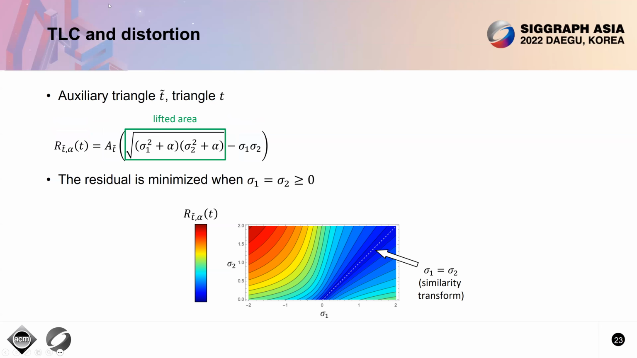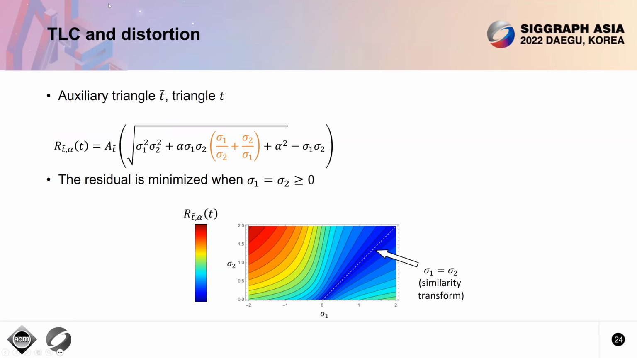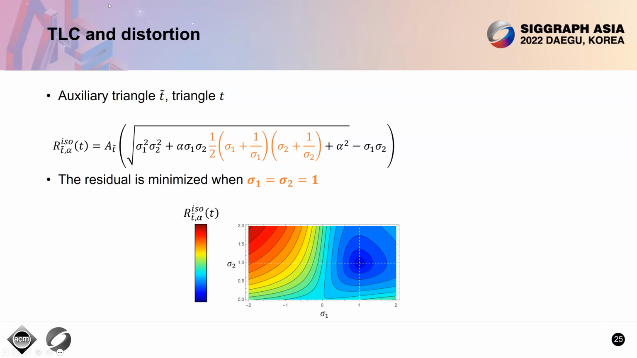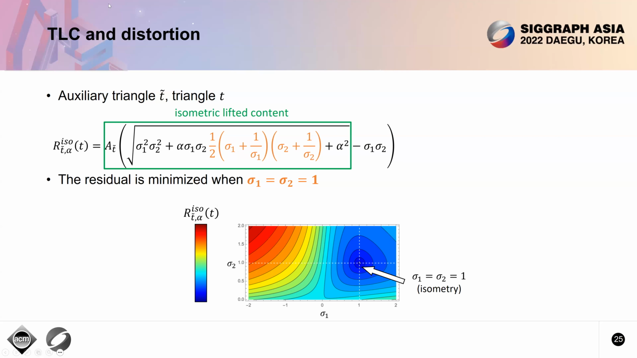We expand the lifted area term and find an interesting term in the middle. This term is known as the MIPS energy, which is minimized by an angle-preserving map. We replace this MIPS term with another term, which is only minimized by an isometric map. We can show that this new residual is also minimized by an isometry, that is, when both singular values are equal to 1. We plot the modified residual and observe that it's indeed minimized at isometry. We call the modified part the isometric lifted content, since its residual is minimized by isometry.